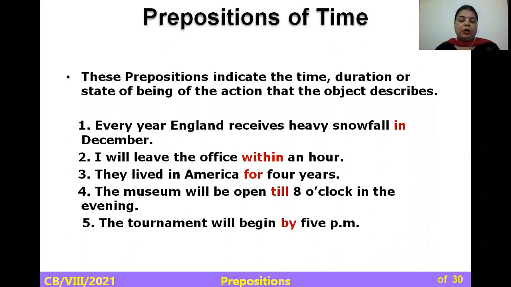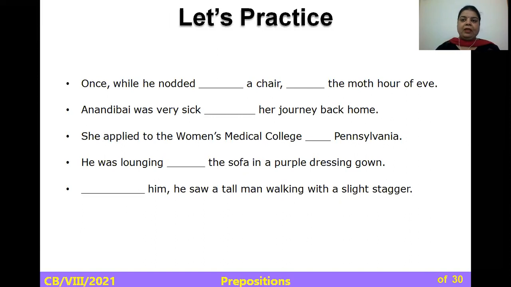The museum will be open till 8 o'clock in the evening. The tournament will begin by 5 p.m. So the words in, within, for, till, by indicate the time or duration in these sentences. Let's practice some examples here. These examples are taken from your Enchanting English book.